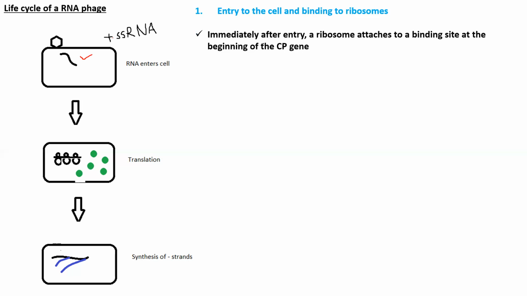Immediately after entry, since this genetic material can directly be translated into protein, a ribosome attaches to the binding site at the beginning of the coat protein or the CP gene, which is the centermost gene in the RNA molecule, which you have seen just a few minutes back in the genetic map.